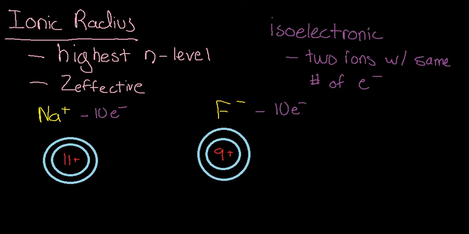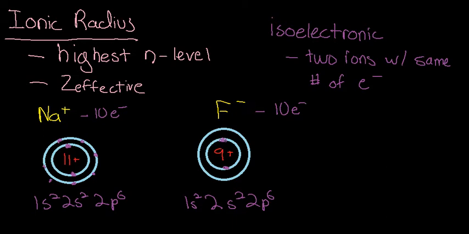If they have 10 electrons, these are both going to have identical electron configurations: 1s2, 2s2, 2p6 for both of them. So what we can see is that in the n equals 1 energy level, both of these are just going to possess 2 electrons. And in the n equals 2 energy level, both of these are going to have 8 electrons.